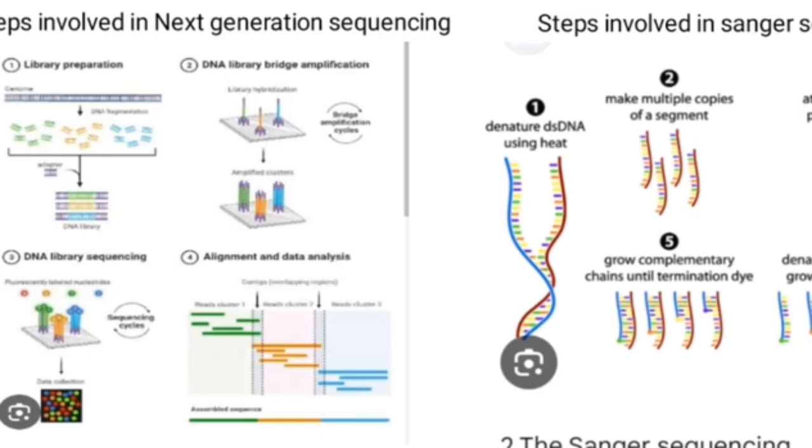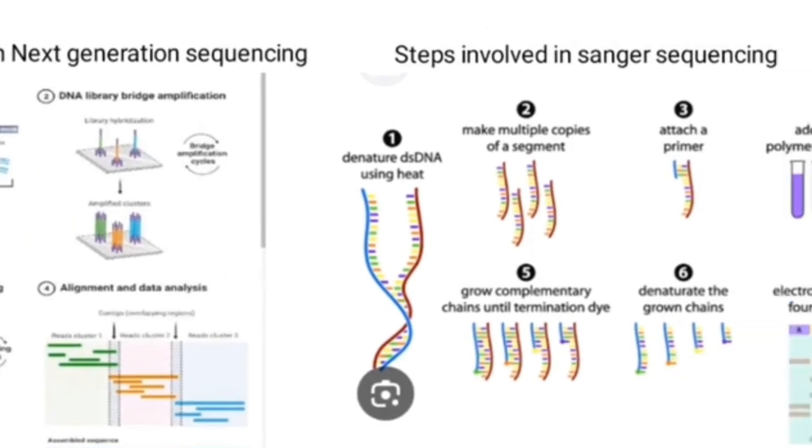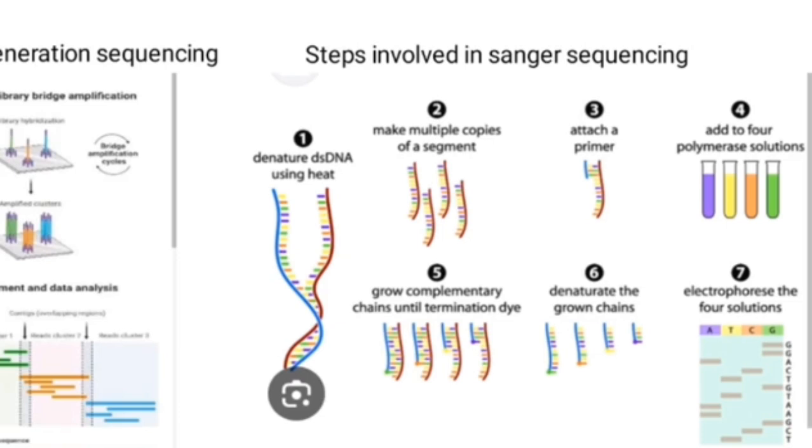What about the steps involved in Sanger sequencing? Steps in Sanger: number 1, denature double-stranded DNA using heat. Number 2, make multiple copies of segments. Number 3, attach a primer. Number 4, add the four polymerase solutions, with the various dideoxynucleotides: dideoxy guanine, dideoxy cytosine, dideoxy thymidine, dideoxy adenine. So you add all of them. They are different. There are four of them. Dideoxy.